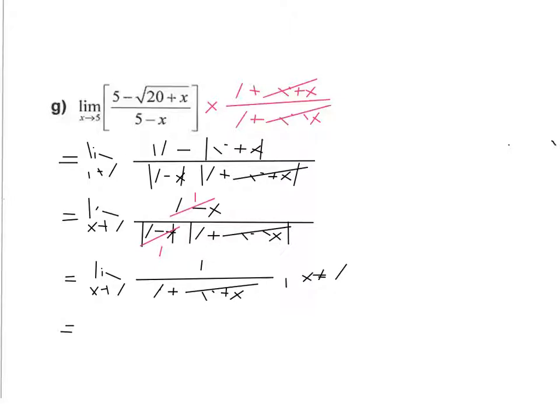And now, of course, direct substitution does indeed work. 1 over, we'll end up with 5 plus the root of 25, which is also 5, or 1 over 10 being our final answer. So when we have radicals, one thing of course to try is rationalizing if we have that division 0 divided by 0. If not, try direct substitution. So let's try one more.